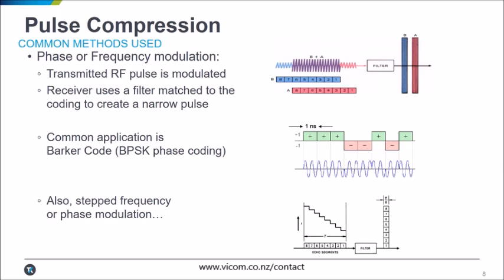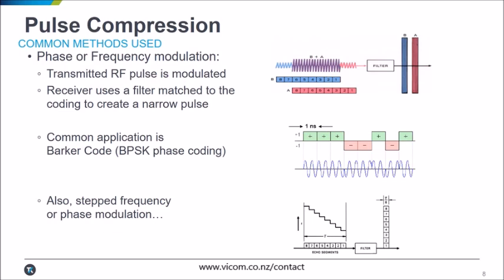The most common technique is to use linear frequency modulation, or LFM pulses. An LFM pulse is one where the pulse begins at one carrier frequency, then ramps linearly up or down until the pulse ends. LFM pulses are often called chirps or chirped pulses.